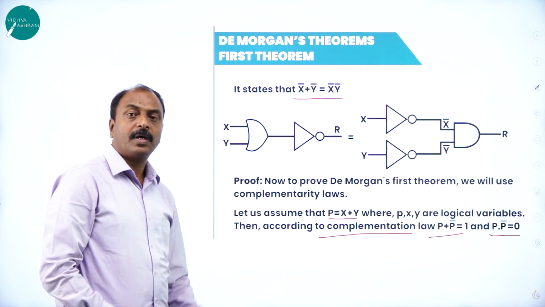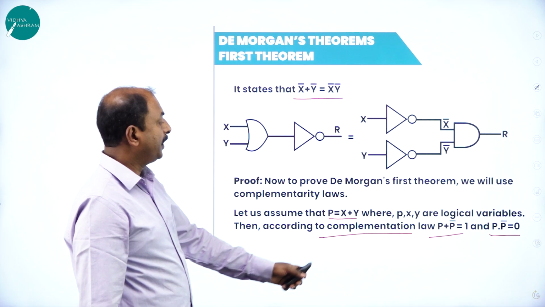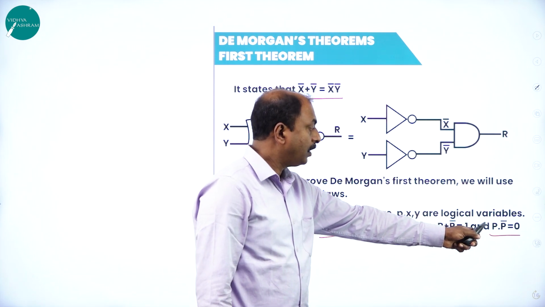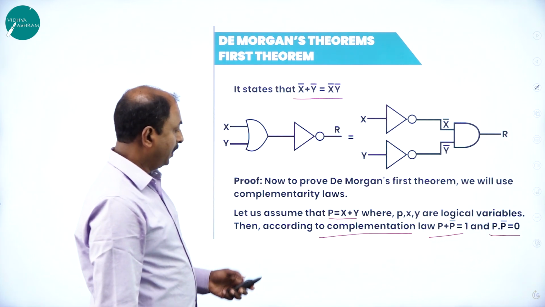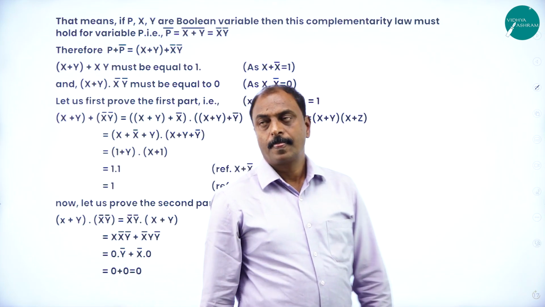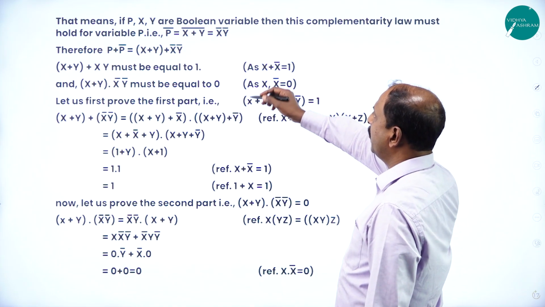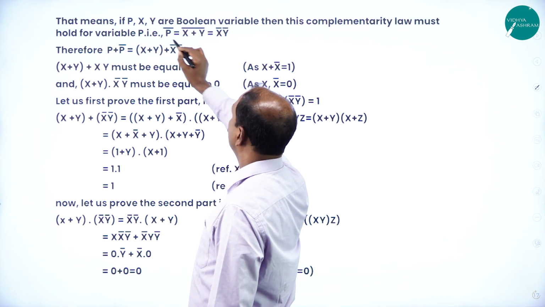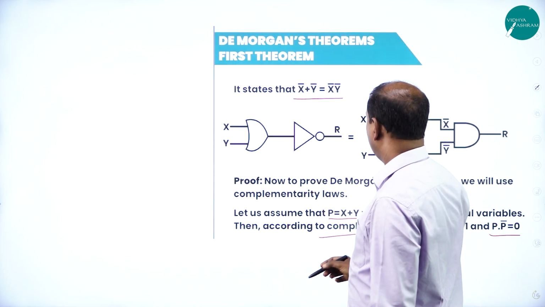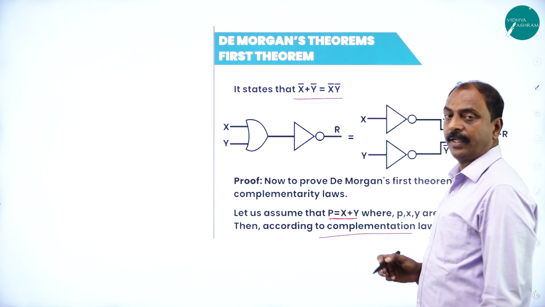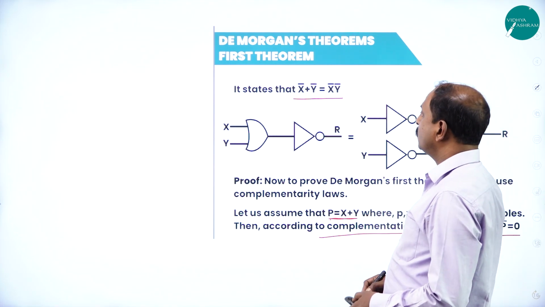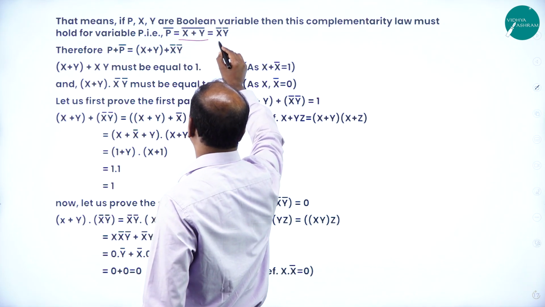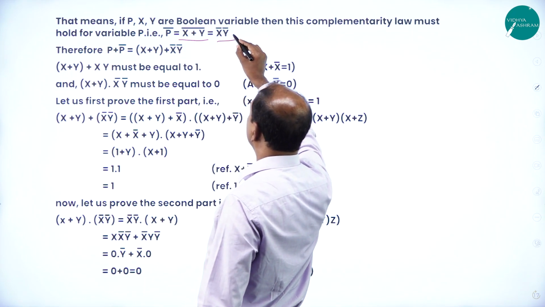So to prove this De Morgan's theorem, we have to follow the complementation law or complementarity law, that is p plus p naught equals 1 or p into p naught equals 0. Here, in the previous slide, we assumed that p equals x plus y. So if p equals x plus y, then p naught equals not (x plus y), that is equals not x into not y.